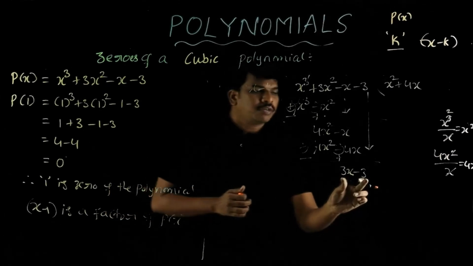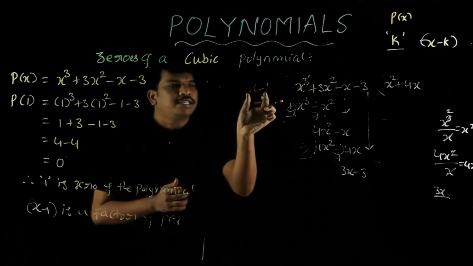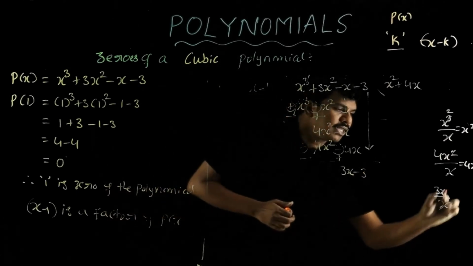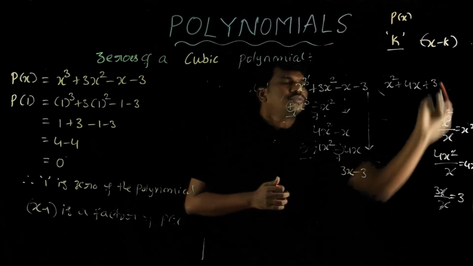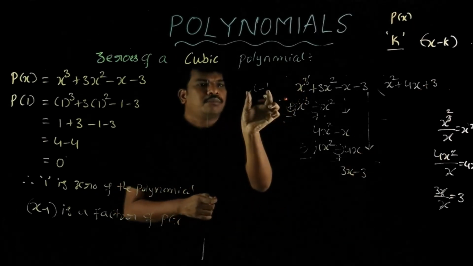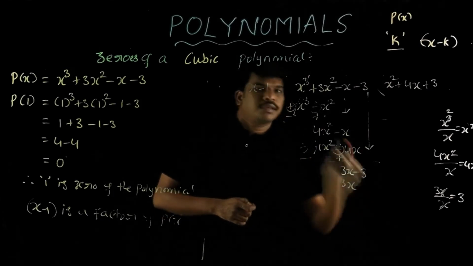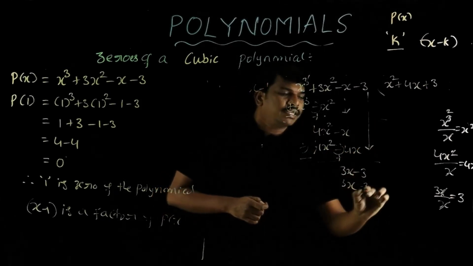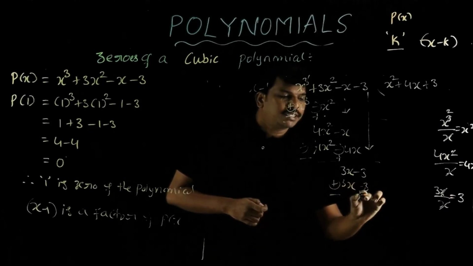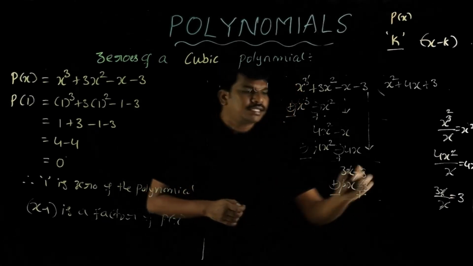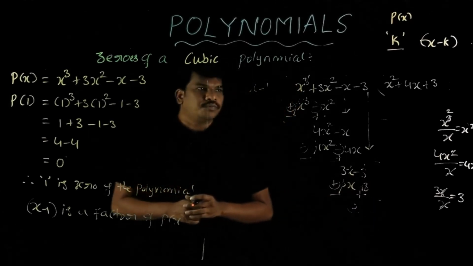Now the highest power term in the dividend is 3x and the highest power term in the divisor is x. x will get cancelled. The result is 3. That is your new quotient. Multiply now x minus 1 with 3. x into 3 is 3x, minus 1 into 3 is minus 3. By subtracting, plus becomes minus, minus becomes plus. 3x will get cancelled, plus 3 minus 3 will get cancelled. Therefore, the remainder is 0.